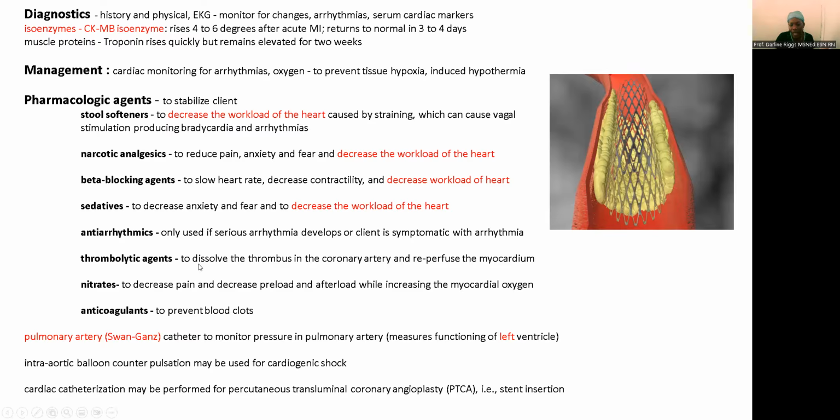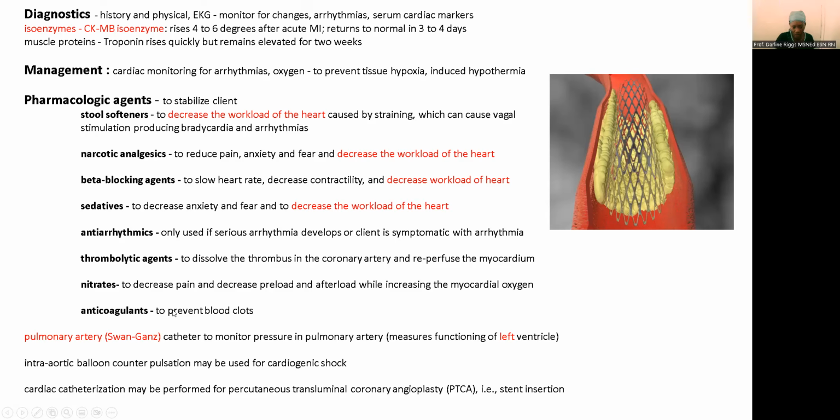So if they have a current clot, we're going to use thrombolytics. To thin the blood to prevent future clots, we're going to use anticoagulants. Okay, nitrates to decrease the pain, then decrease the preload and afterload while helping the heart work better and getting more oxygen. So this is the regimen.